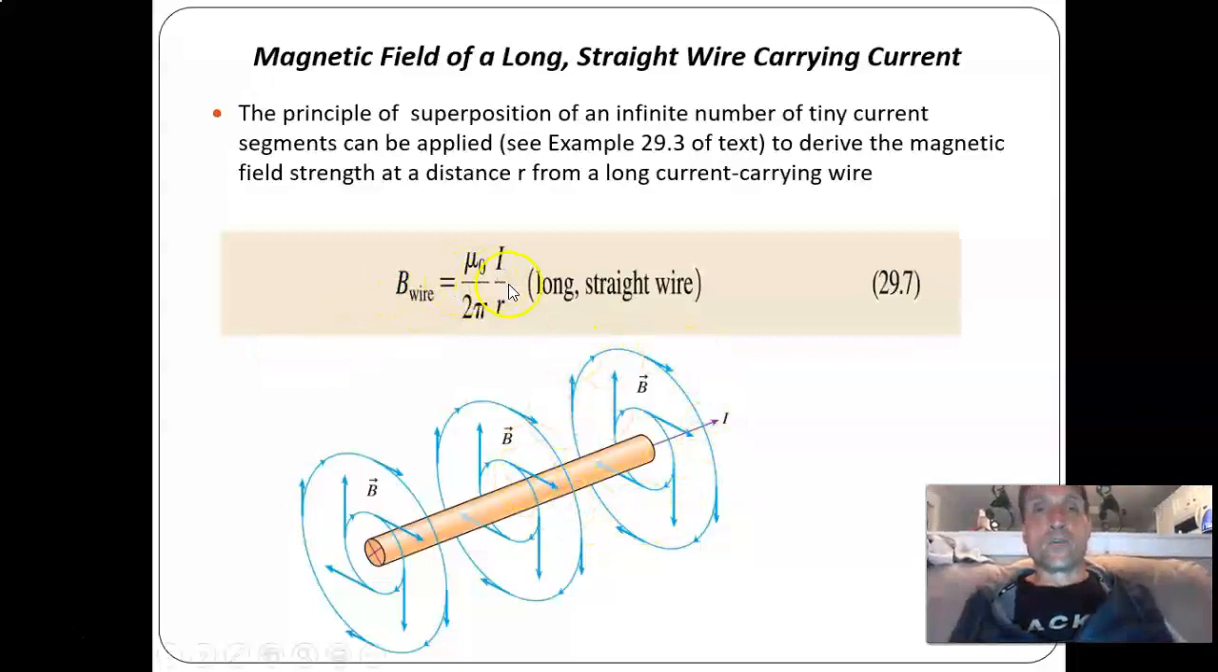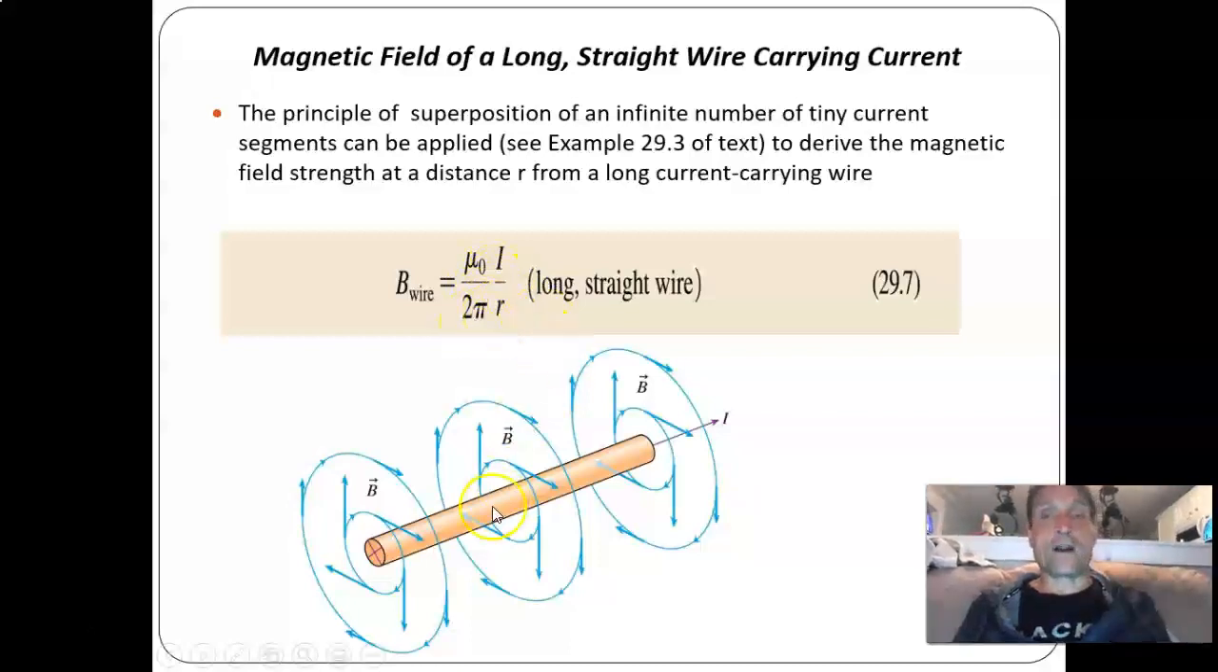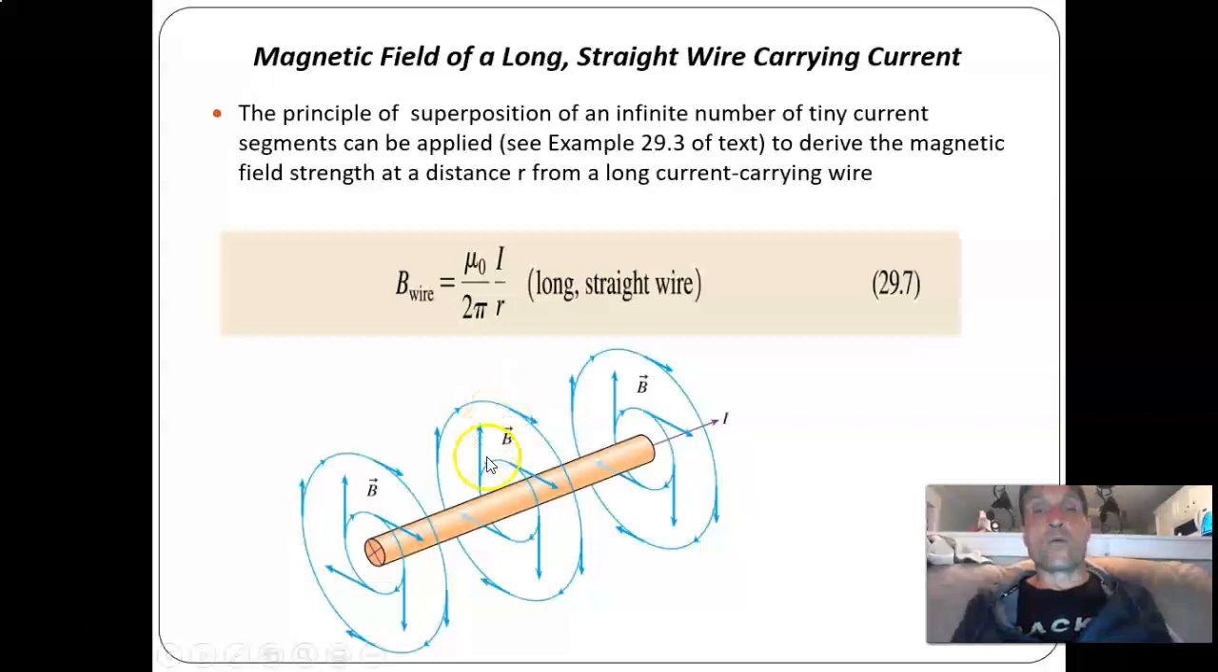due to a long straight wire is equal to mu naught I over 2 pi r, where I is the current in the wire and r is the distance from the wire to where we're evaluating the field. So it's the distance from the wire to some point from the wire.